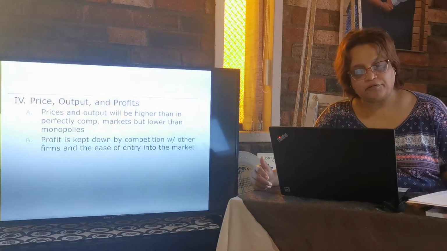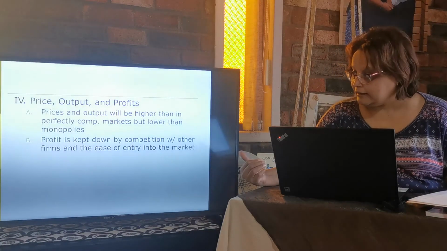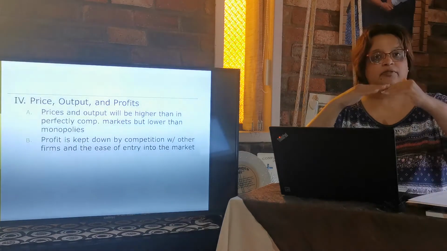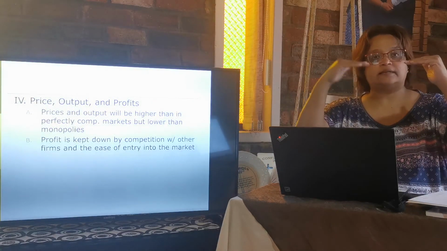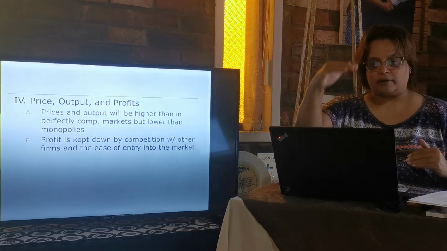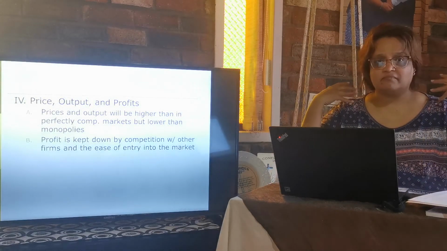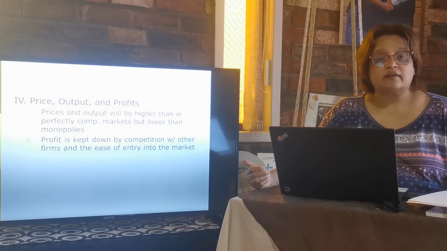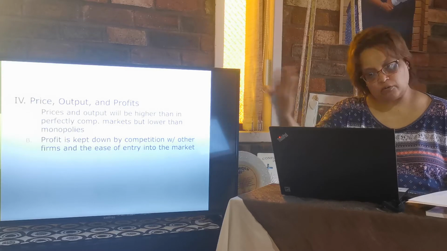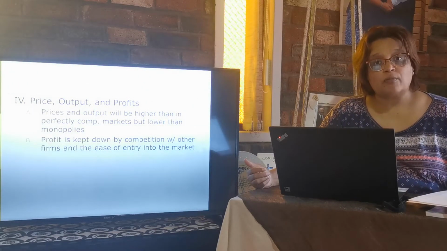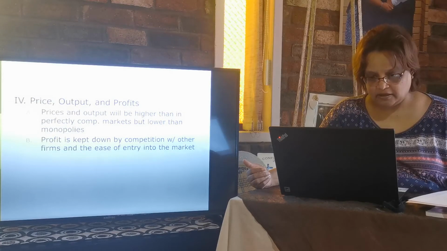Price, output, and profits. Prices and output will be higher than in a perfectly competitive market, because remember, there's no price war. Sellers and buyers want to keep a balance, but with monopolistic competition, because there are so many sellers, they're trying to get the most sales out and obviously push up the revenue, and revenue has a ripple effect on how much profit the company is making.